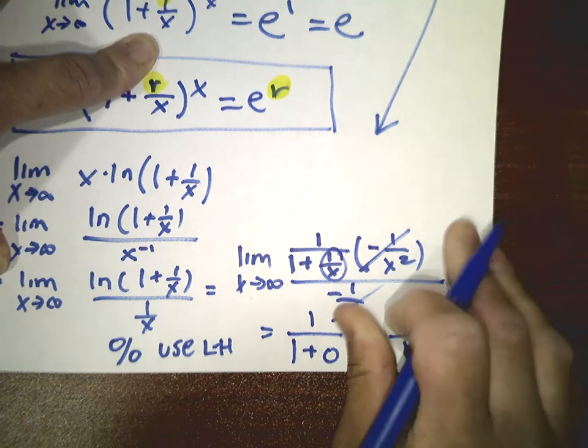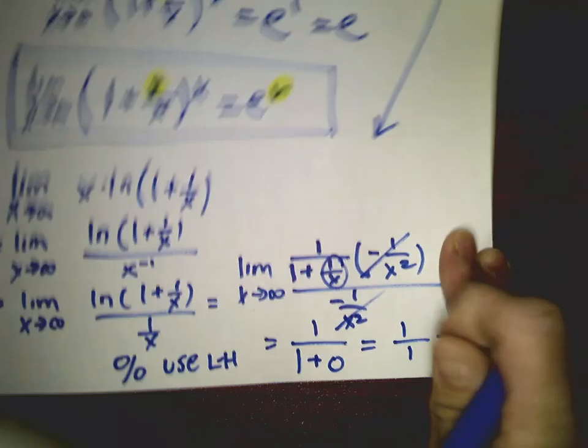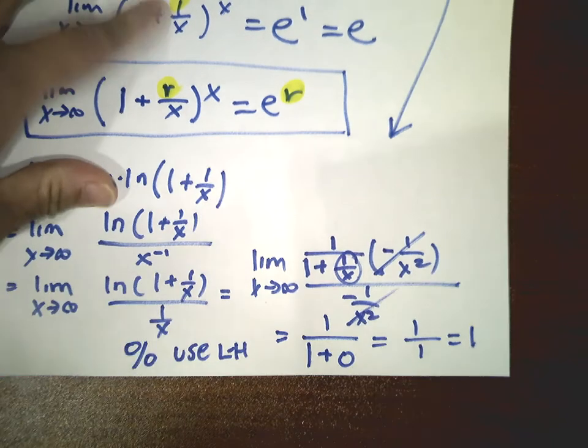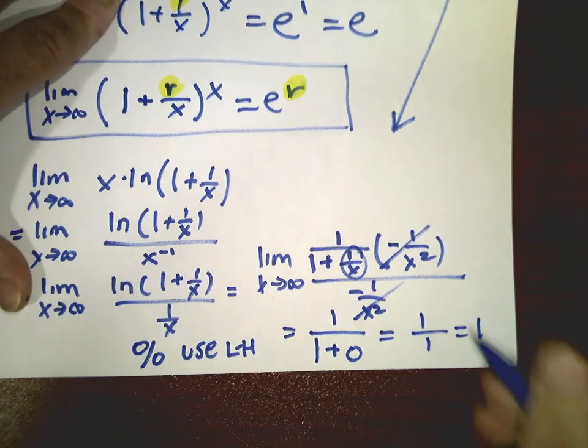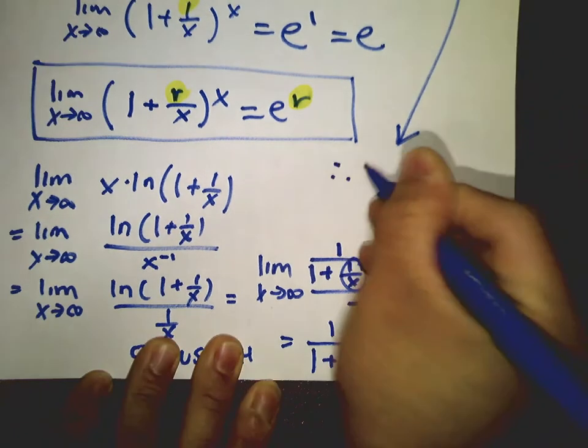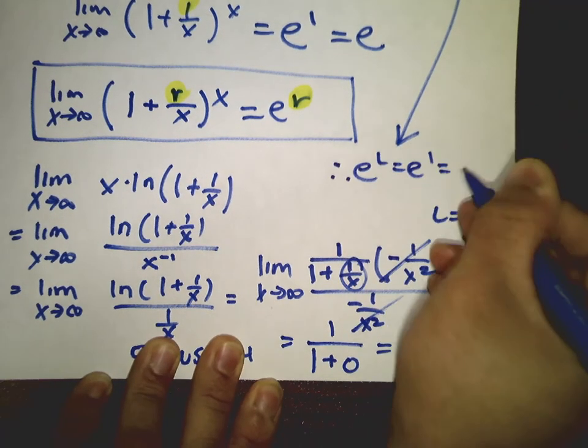So that's 1 over 1, which is 1. And if you remember the rule, it said to do e to the L. So e to the L in this case, so this is L, L is equal to 1. Therefore e to the L is e to the 1, which is e.